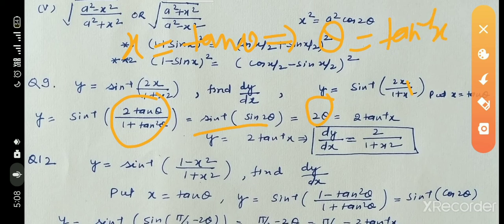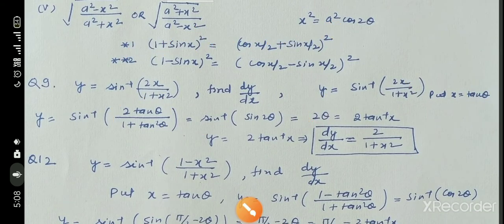So it will be 2 tan inverse x. Now differentiating, derivative of tan inverse x will be 1 upon 1 plus x square. So this is the answer. Now move to question number 12.